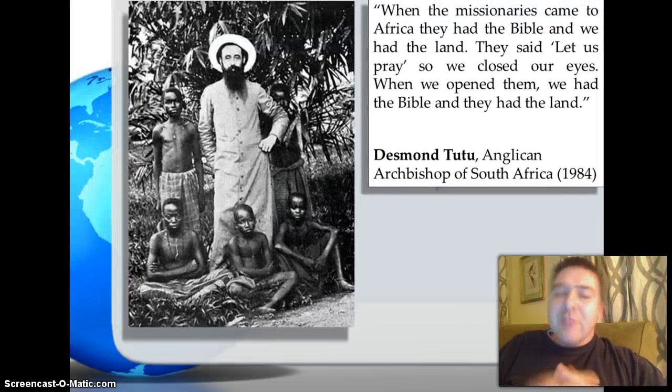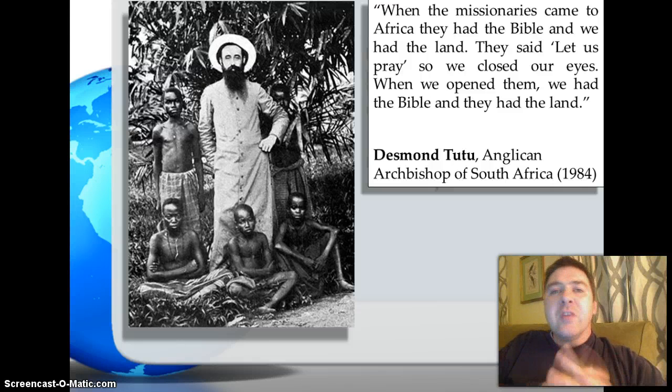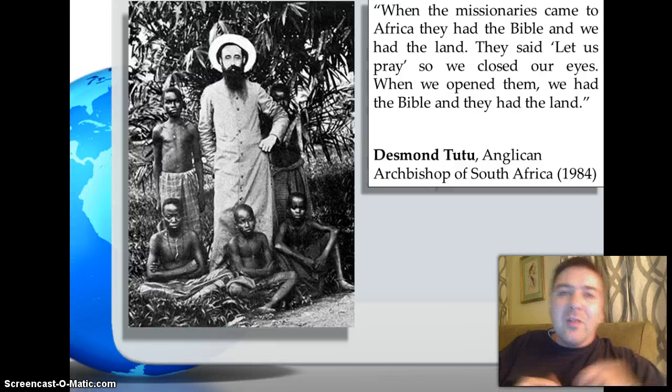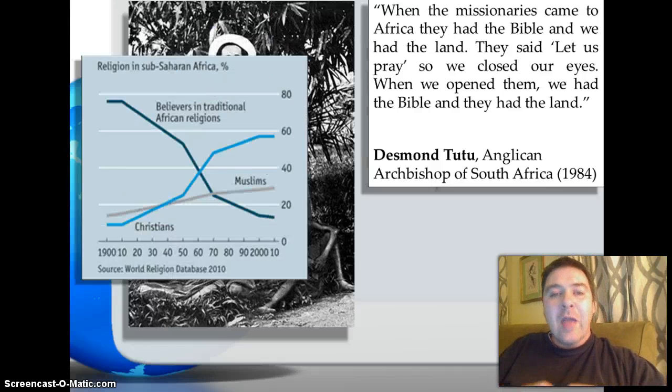You see the same thing is true for religion. Missionaries from Europe come and spread their religion in Africa. We see here a quote by the Anglican Archbishop of South Africa back in the 1980s, Desmond Tutu, saying basically that the Europeans brought their religion to Africa while the Africans had the land, and it was almost like a trade. Okay, at the end, the Africans had Christianity, the Europeans had the land.